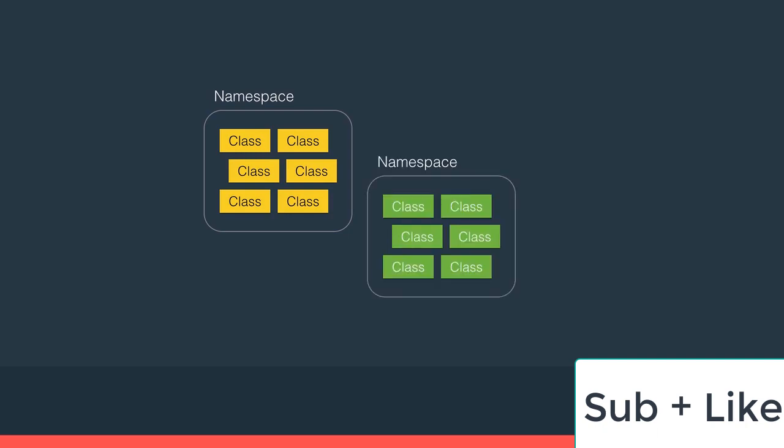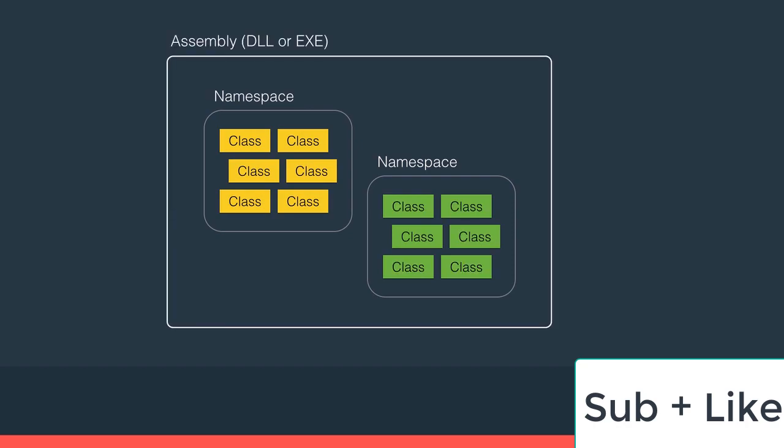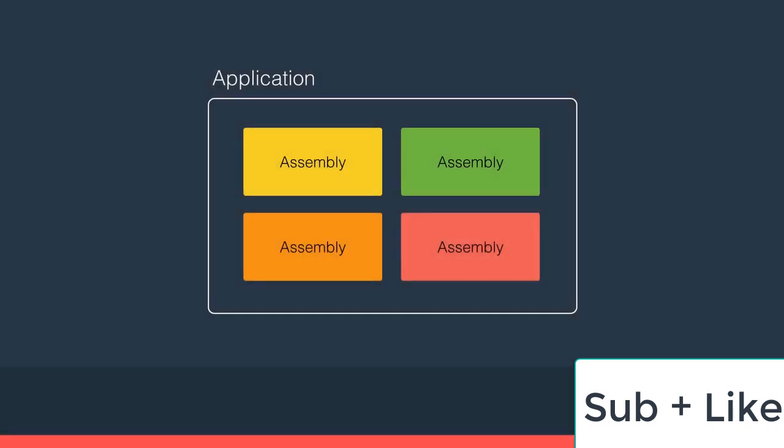Now, in a real-world application, as these namespaces grow, we need a different way of partitioning an application. And that's where we use an assembly. An assembly is a container for related namespaces. Physically, it's a file on the disk, which can either be an executable or a DLL, which stands for Dynamically Linked Library. So when you compile an application, the compiler builds one or more assemblies depending on how you partition your code.